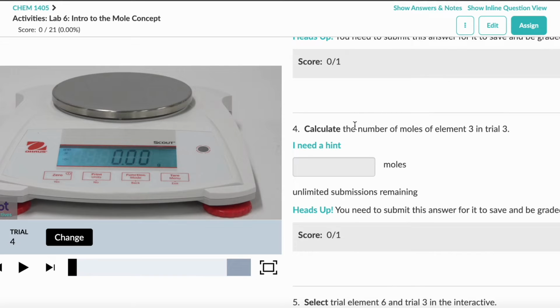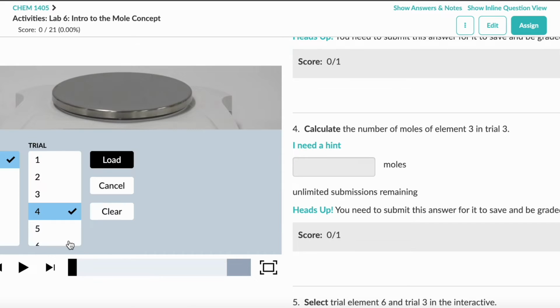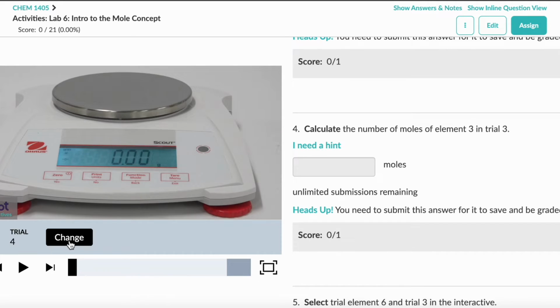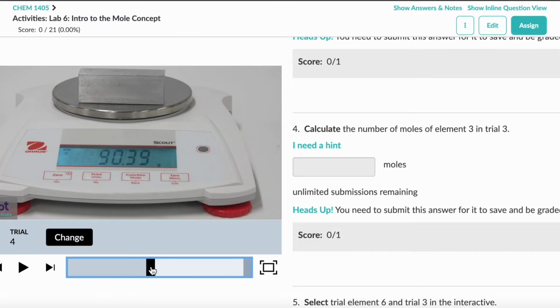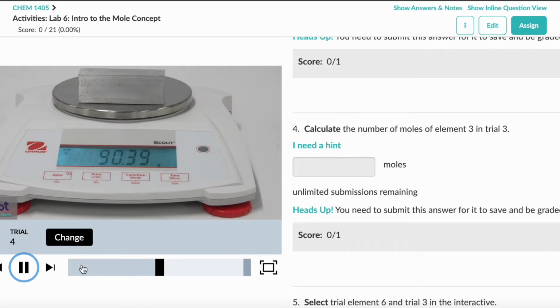So you can also calculate the number of moles using your molar mass that you determined and the mass that you measure here. So here I just have a random trial, right? I have element 1, trial 4. We are looking at how much mass we have. It's 90.39.